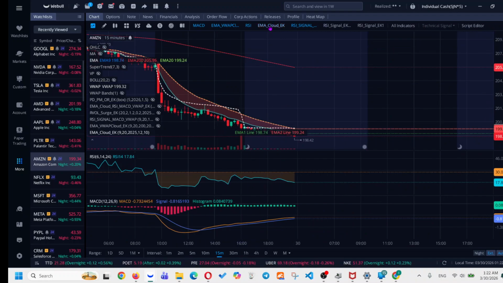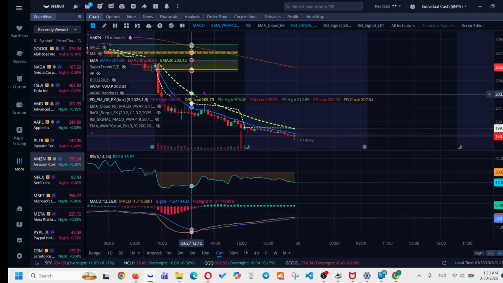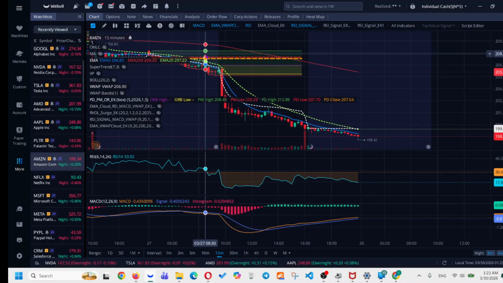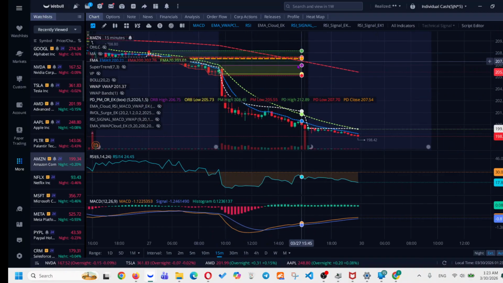Let me remove that. The next one I have over here is the pre-market indicator. This is a very popular one from the shop that people are buying. This indicator automatically highlights the previous day pre-market, opening range, and also the previous day close levels. When I turn it on over here, as can be seen, it automatically draws the lines.